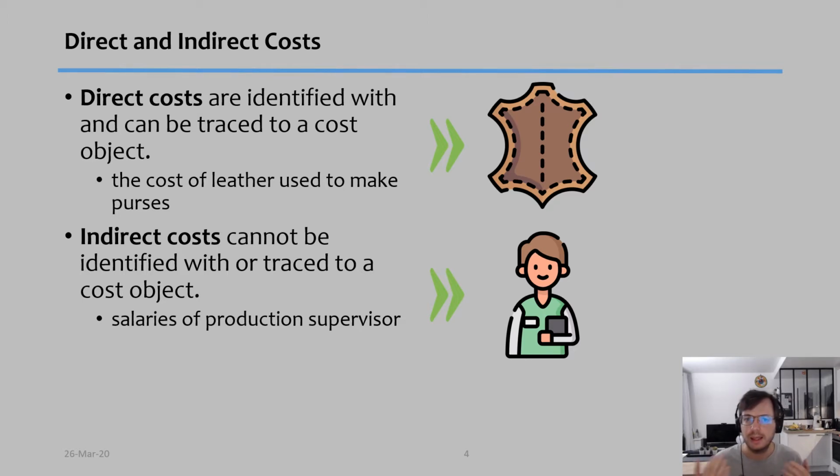On the other hand, indirect costs are costs that cannot be identified with or traced to a cost object. For example, if I have a staff supervisor in the factory who supervises all the work done by other members in the cutting or sewing department, but he's not actually cutting or sewing any of the purses, he barely touches the purses. Therefore he would be considered an indirect cost because he's not an integral part of the production cycle.